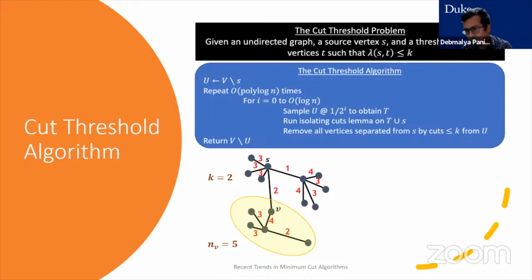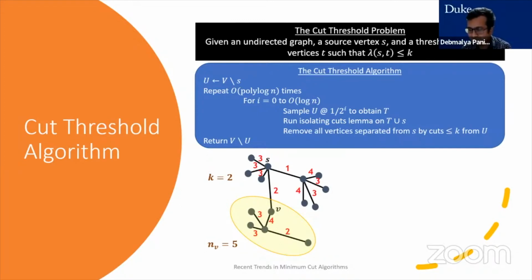And once the isolating cuts returns a bunch of cuts to me, if any of these cuts are of value less than or equal to k, I simply remove all the vertices that it reveals to have less connectivity than k from s. I remove all these vertices from U. Okay, and I keep doing this polylog n times. I claim that once I've done this polylog n times, with high probability, I have identified all the vertices that had connectivity less than k.